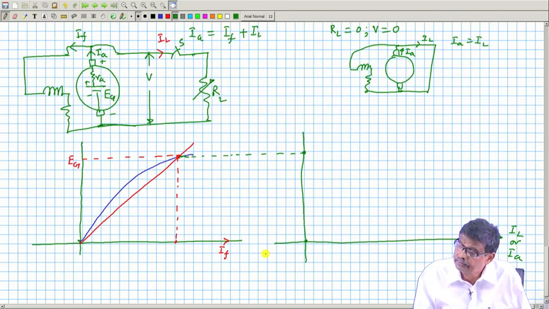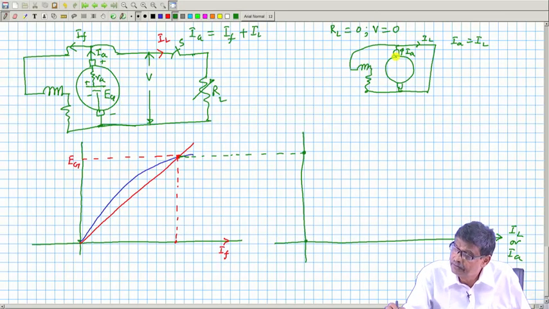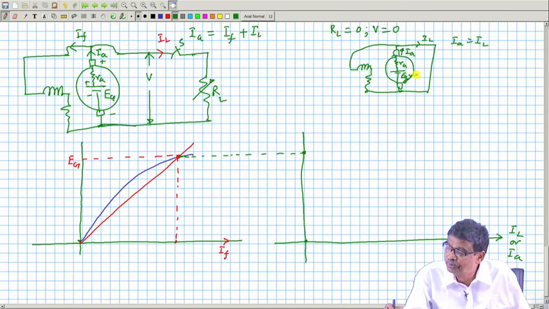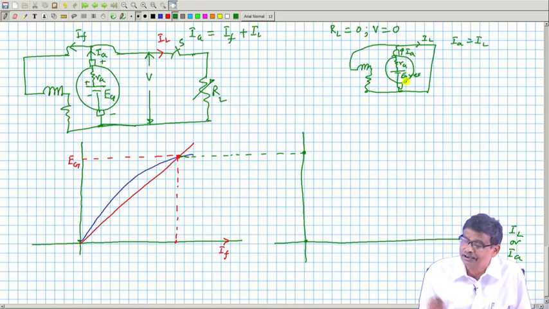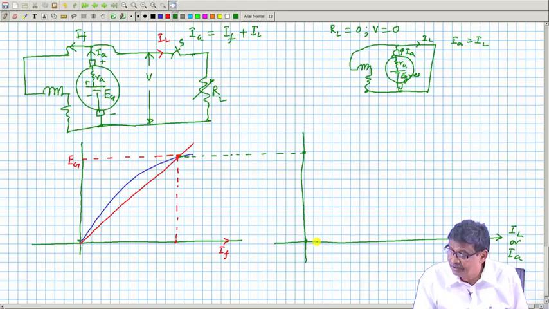And what will be the value of this? This is R A, this is E G, E G residual only now. So, E G residual divided by R A will be this current, very little current. Therefore, one good thing is that even if somebody short circuits this shunt generator, momentarily the current will shoot up, but the final steady state current will be very little.